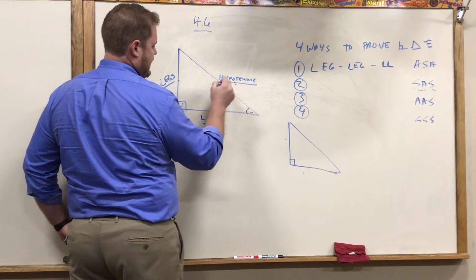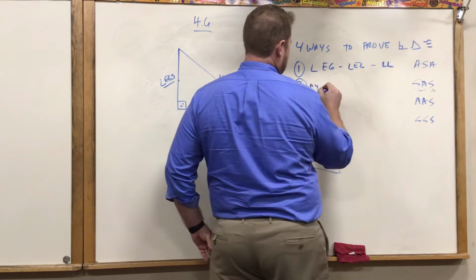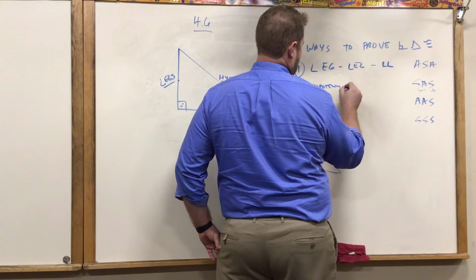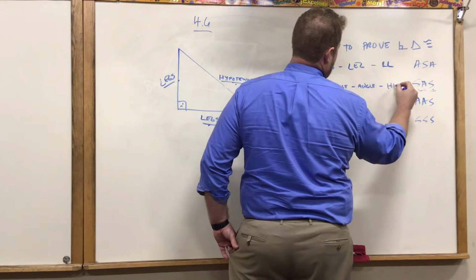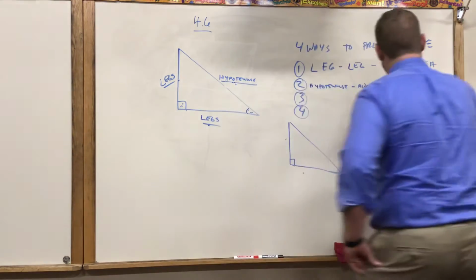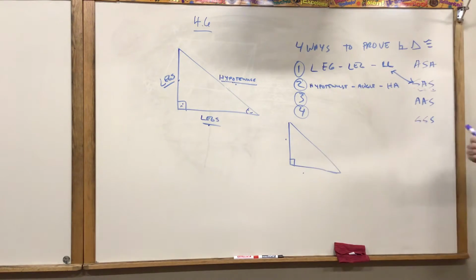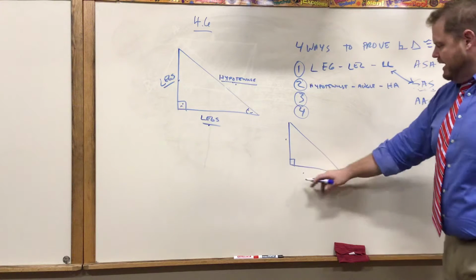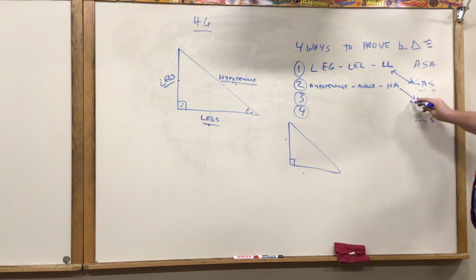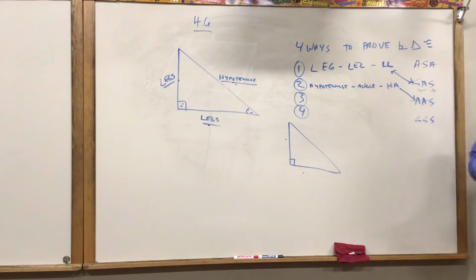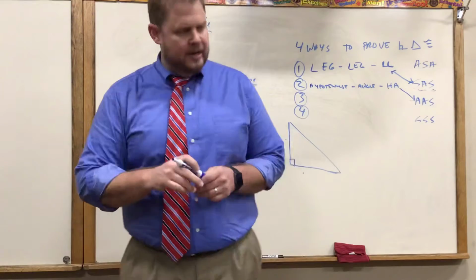Another one would be hypotenuse, angle, so HA. Angle, angle, side. So we have hypotenuse, angle, HA. Which one does that match with? Angle, angle, side, right? Good. That one matches there.